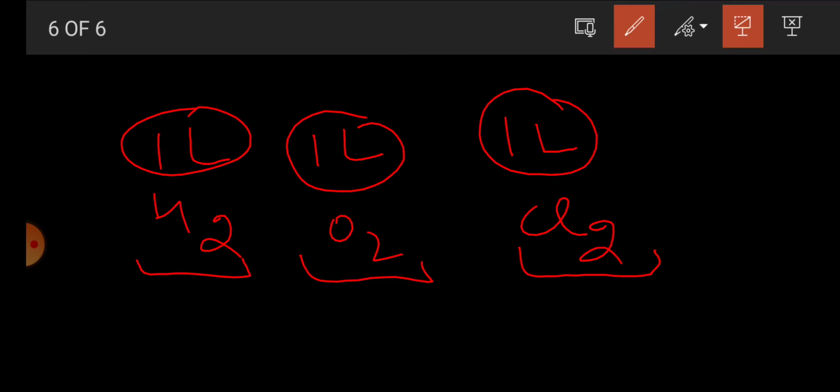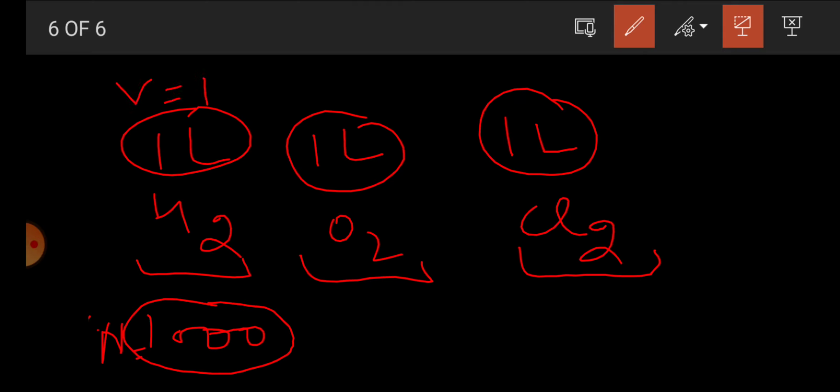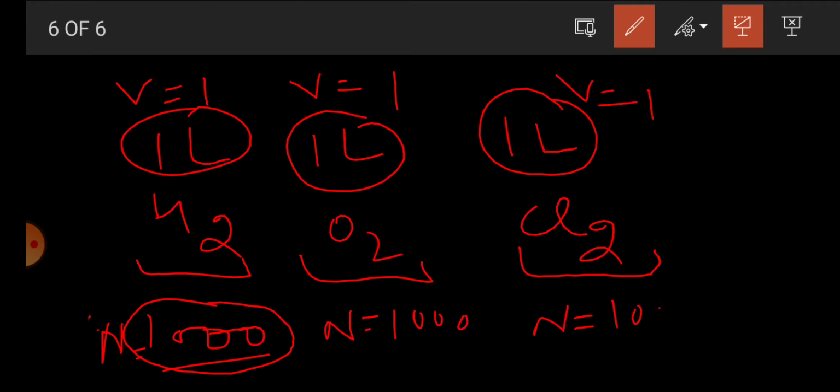If you think it has 100 molecules or 1000 molecules, and the volume is 1 liter. If here it is 1000 for V equal to 1 liter, then for oxygen also, with V equal to 1, N should be 1000 molecules.